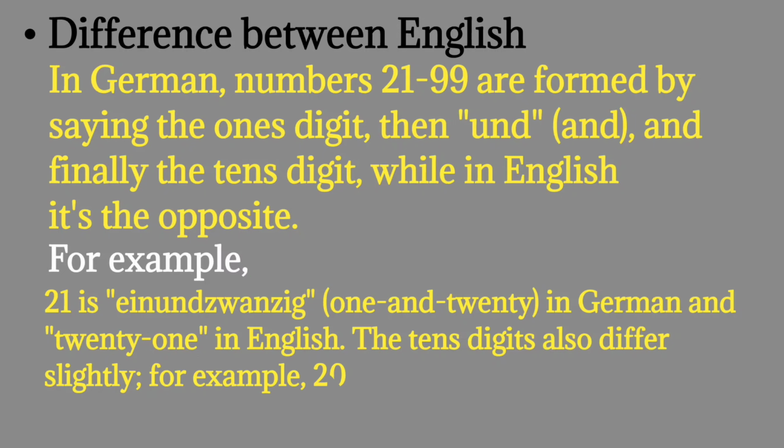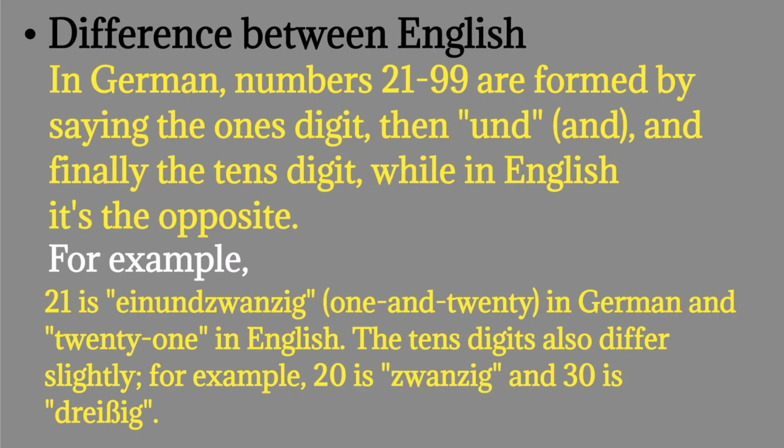The tens digits also differ slightly. For example, 20 is zwanzig and 30 is dreißig.